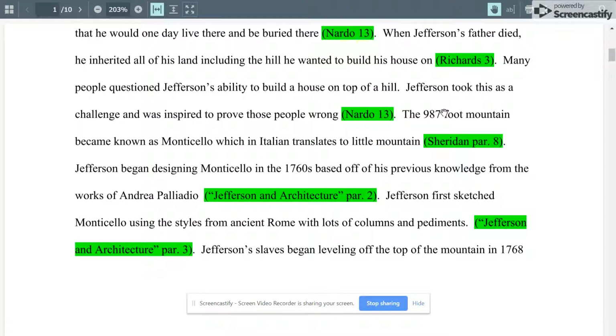Sheridan must have had some sort of an electronic source because it's telling us paragraph 8 instead of a page number. If that's supposed to be a page number. If it's not a page number, we need to tell what it is so that we're not confused by thinking that it's page number. Here's the one with Jefferson and architecture. There's one from paragraph 2 and paragraph 3 because I know that's an electronic source.